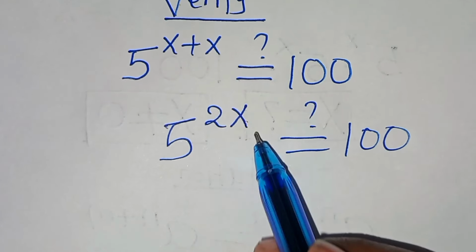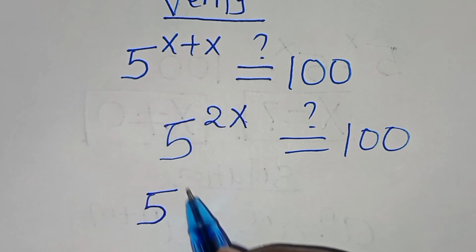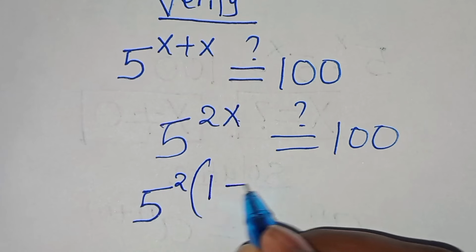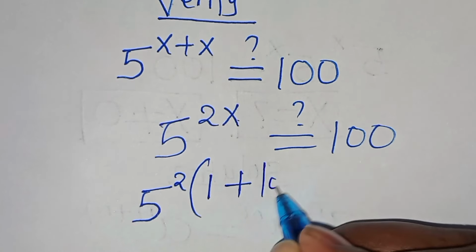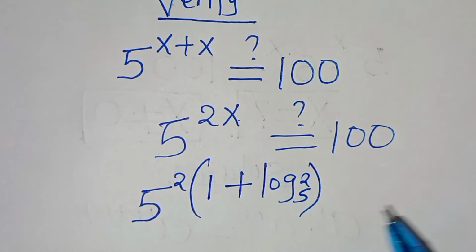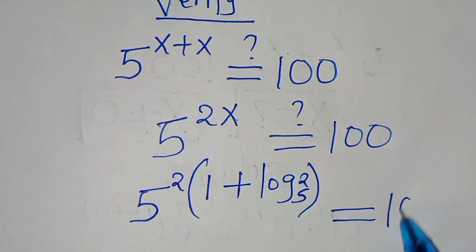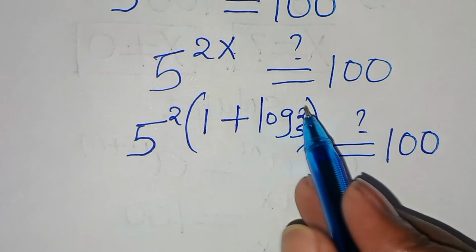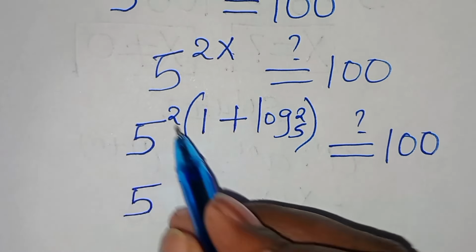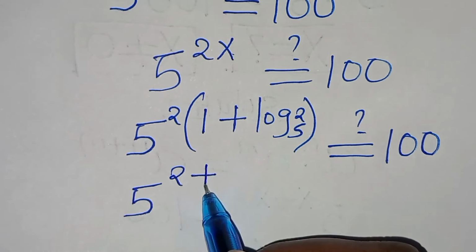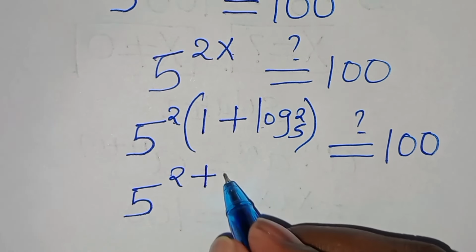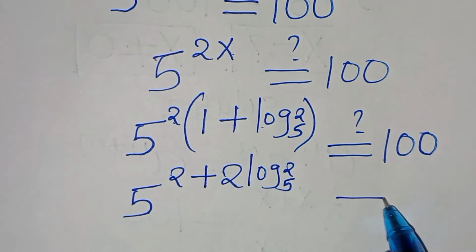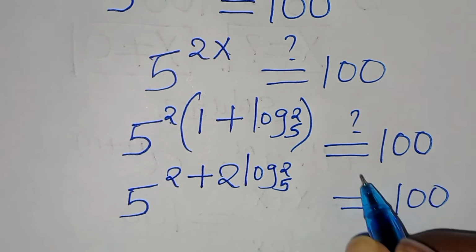So let's substitute the value of x, so that we have 5 to the power of 2 multiplied by x, where x is equal to 1 plus log 2 to base 5. This should give us a value of 100. So let's open the parentheses, so that we have 5 to the power of 2 times 1, this is 2, plus 2 times log 2 to base 5, so this is 2 log 2 to base 5. This is supposed to give us a value of 100.